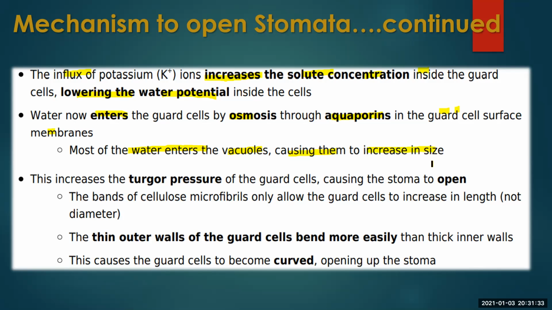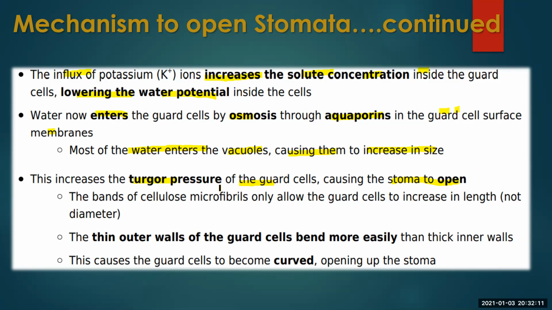So what is happening? Hydrogen ions were being actively transported out. This caused the channels in the cell surface membrane to open, which allow potassium to come in. Potassium was also coming in passively. This influx of potassium lowers the water potential inside the cell, and this causes water to enter through aquaporins in the cell through osmosis. Then most of the water enters the vacuoles. It causes them to increase in size. Because of all this, the turgor pressure of the guard cell increases. As the turgor pressure increases, what would happen? This would cause the stoma to open.